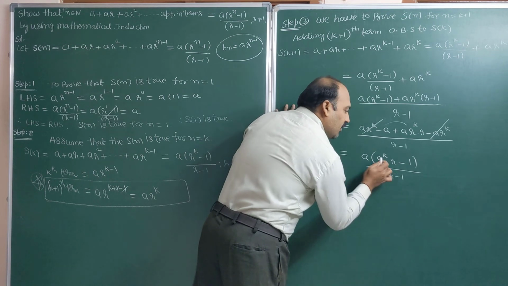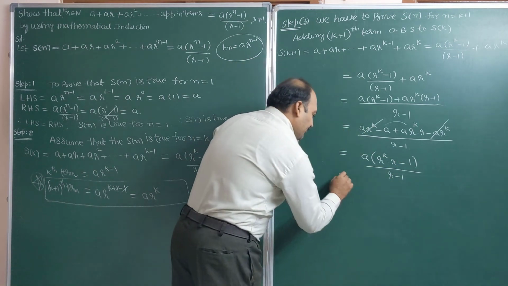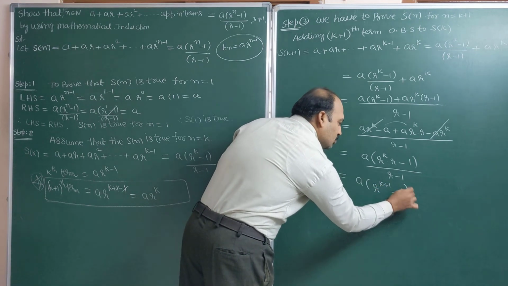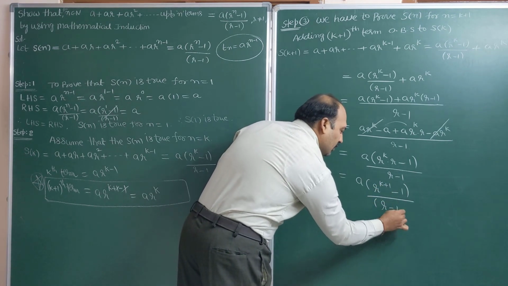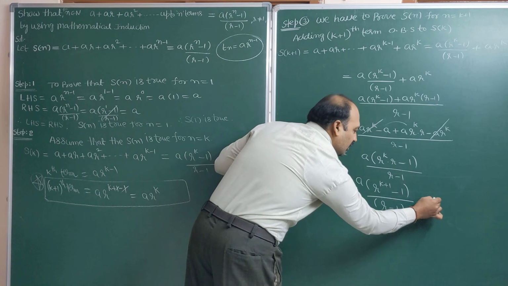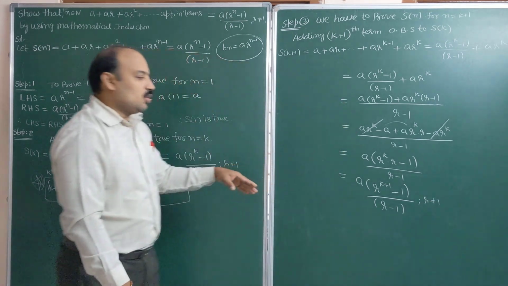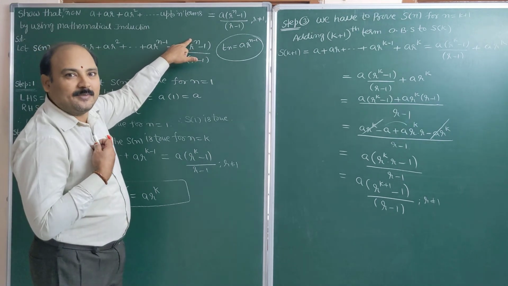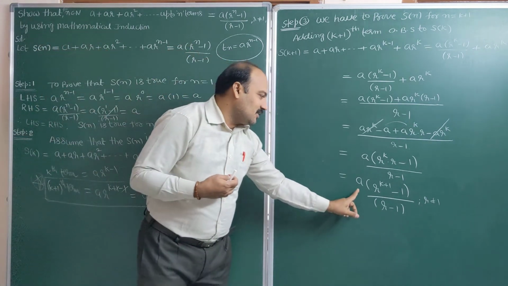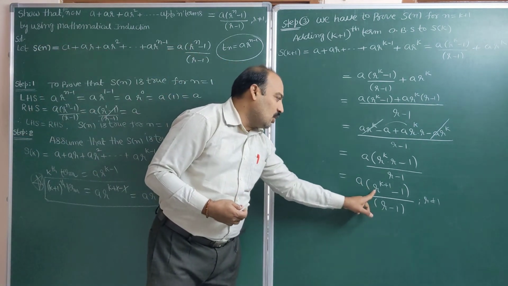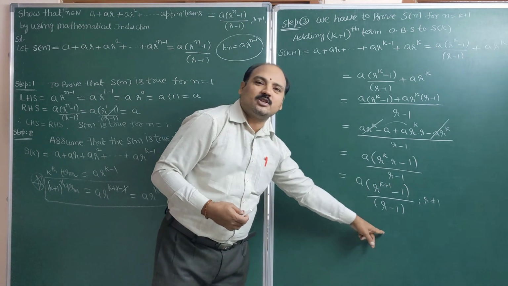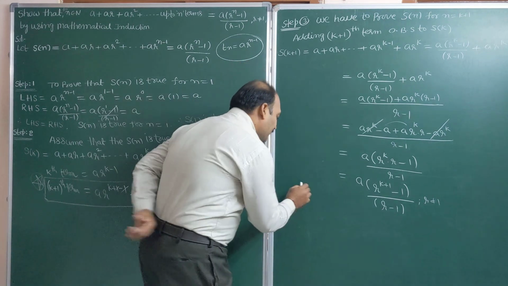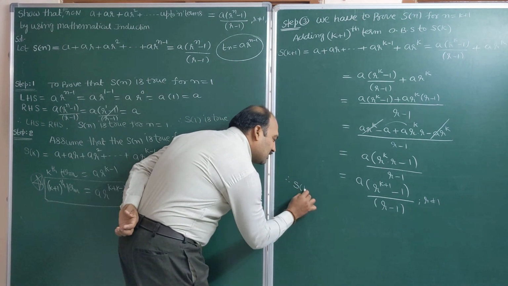Next, from these two, take a common: r power k into r minus 1 divided by r minus 1. Bases are equal, so the powers should be added. So a into r power k plus 1 minus 1 divided by r minus 1, provided that r is not equal to 1. So observe carefully, dear students. In place of n, I want k plus 1 now. So is it the same? A into r power k plus 1 minus 1 by r minus 1. Therefore, the statement is true for n equal to k plus 1. Therefore, S of k plus 1 is true.